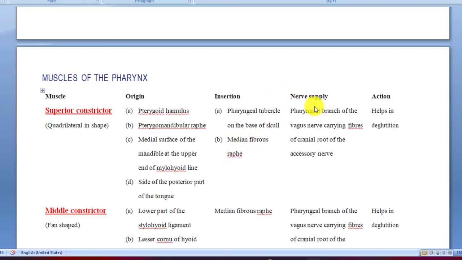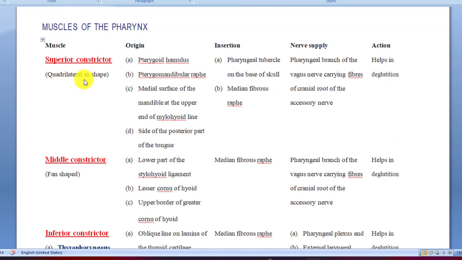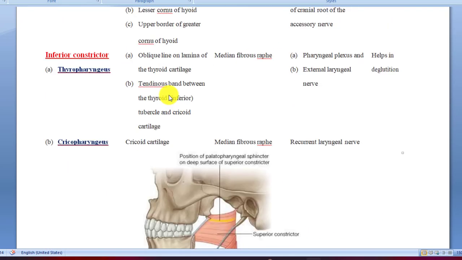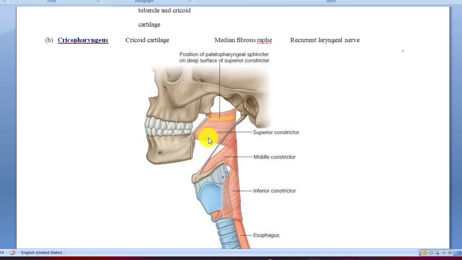Then the nerve supply of this superior constrictor muscle is the pharyngeal branch of the vagus nerve, carrying fibers of the cranial root of the accessory nerve, right? So the vagus and accessory nerves give branches to the superior constrictor muscle, and this muscle helps in deglutition. Deglutition means swallowing, right? So the first muscle was the superior constrictor muscle, and here you can see it.